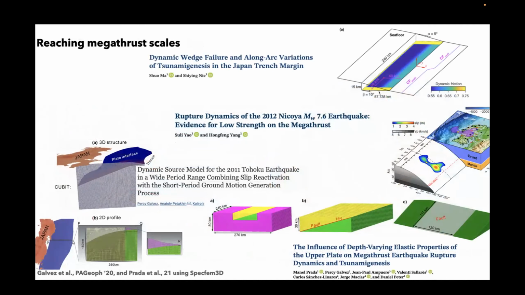There's other groups that are reaching megathrust scale, sometimes simplifying the problem a little bit, for example, only looking at the uppermost 15 kilometers of the slab, or other model simplifications to make these simulations more efficient. The group of Shuo Ma, a group in Hong Kong by Hongfeng Yang. And there's also simulations using SPECFEM3D. So this is a shout out to all the groups reaching megathrust scale in earthquake modeling.